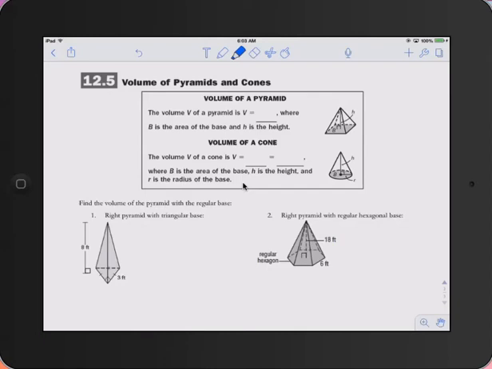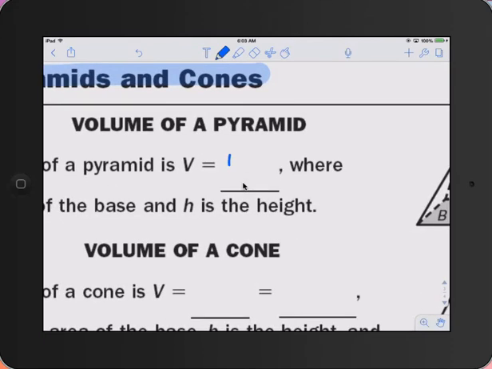This is the second part of lesson 12.3 and 12.5 combined. This is going to be the lesson 12.5 part, which is on volume for pyramids and cones. So it turns out that the volume of a pyramid is 1/3 the area of the base times the height.